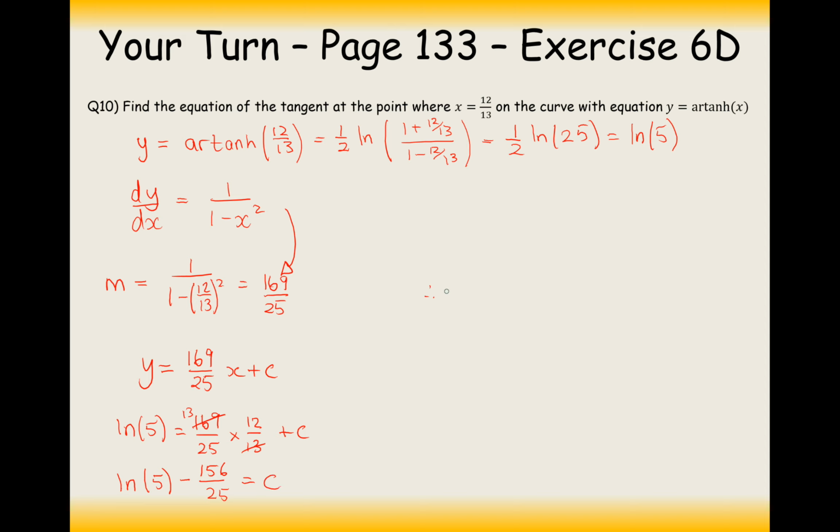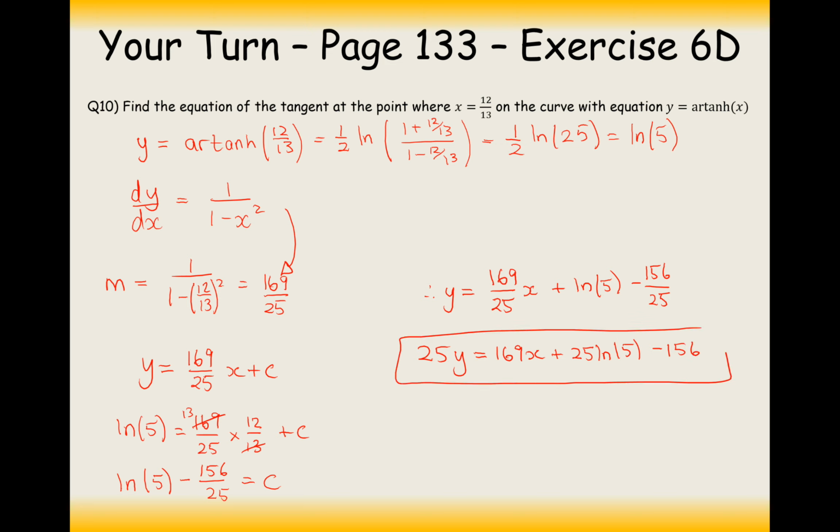So therefore, my final answer, I might rearrange this a little bit, is going to be y equals 169 over 25 x plus ln 5 minus 156 over 25. What I might do then is times through by 25. So it's 25y equals 169x plus 25 ln 5 minus 156. And there we are, that's the answer to this question then.